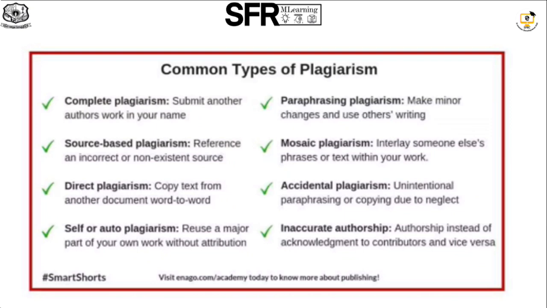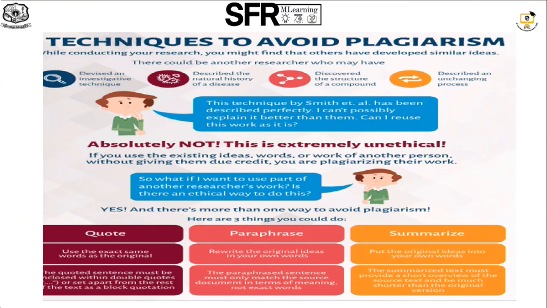Mosaic plagiarism: interlacing someone else's phrases or text within your work. Accidental plagiarism: unintentional paraphrasing or copying due to neglect. Inaccurate authorship: authorship instead of acknowledgement to contributors and vice versa. These are some of the common types of plagiarism. Okay, what are the techniques to avoid plagiarism? That you should know. Absolutely not, this is extremely unethical.